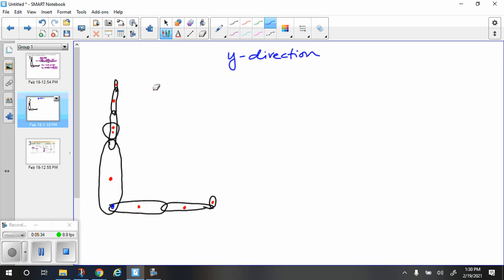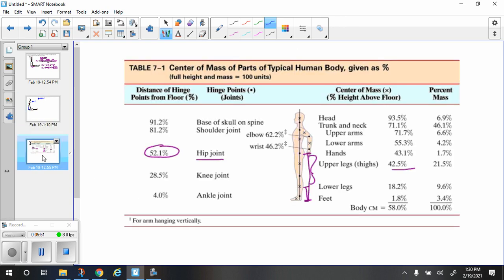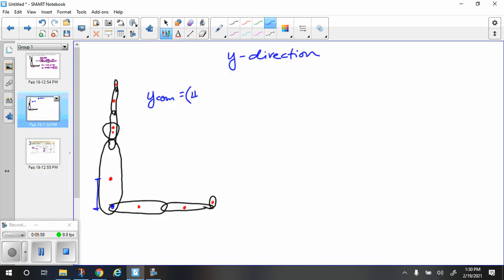So for the y direction, we're going to start off with just the easy ones. So we're going to do the trunk and neck. So we're looking at this distance right here to the center of mass of the trunk and neck. We look at our chart, and the trunk and neck is 46.1%. So that's going to be our mass value. That didn't come out quite like I wanted it to, so 46.1.